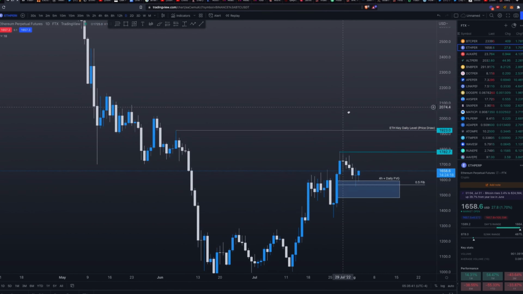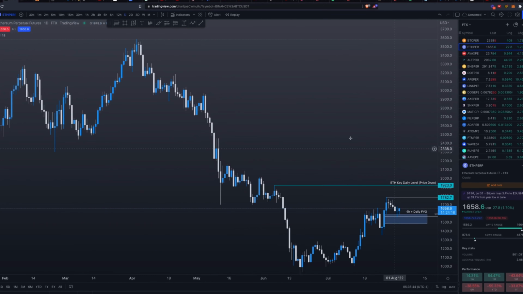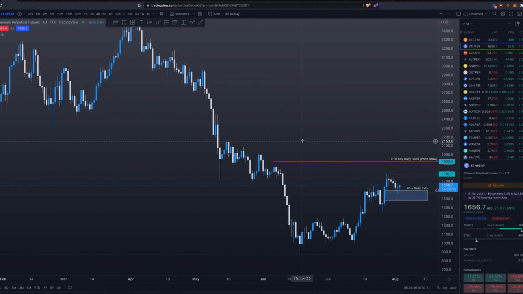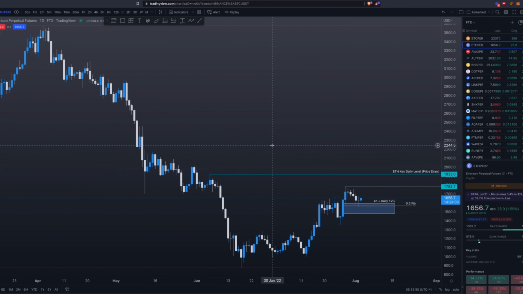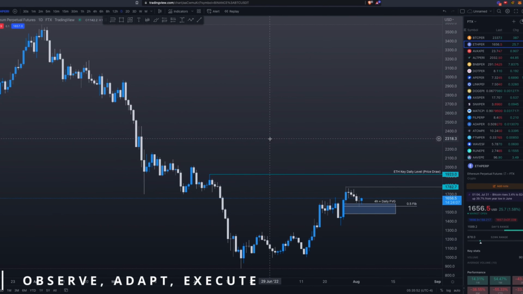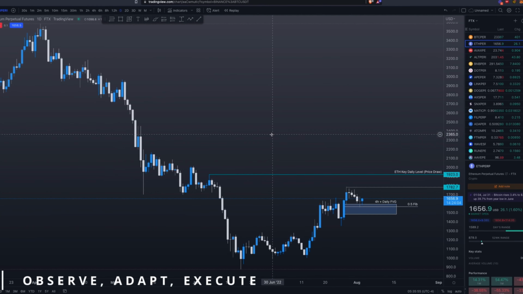And it's wild to think about, because just a few months ago, nobody believed that ETH was even going to go below 2,000. So it just goes to show you how quickly the crypto markets can change, and adaptation is key. If you do not adapt, you will probably die.